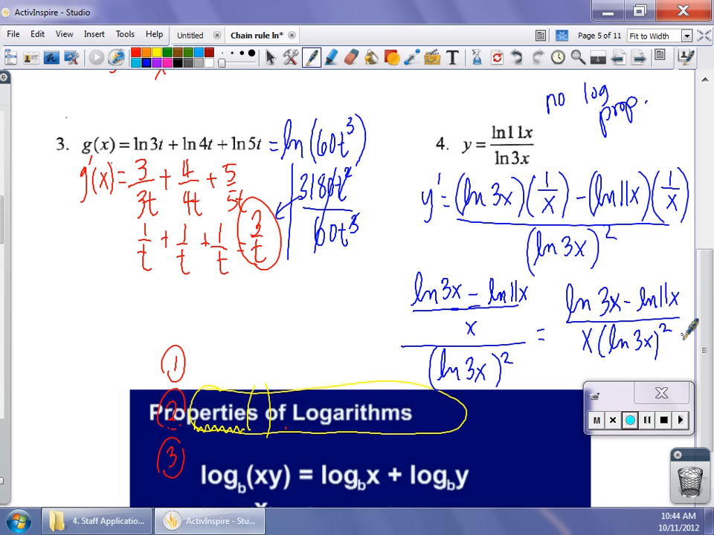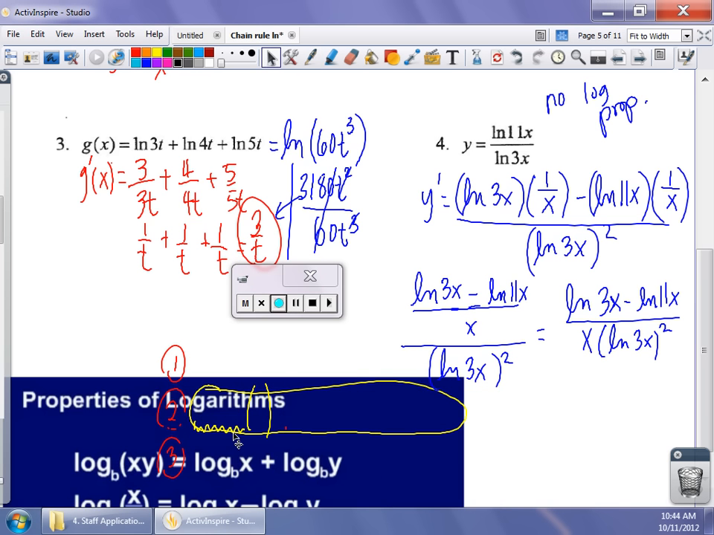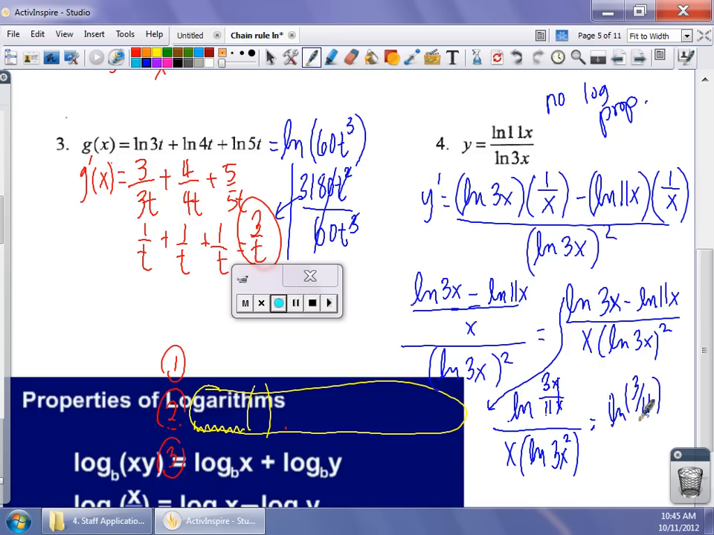Now, at this point, I can use a log property if I want to. Sometimes cleaning these up and simplifying them can be maddening to figure out how far you should simplify. But if I decided to use the log property, bringing this down here, I could rewrite this as ln of 3x over 11x. Now I am using the second property, over x times ln of 3x squared, and then the x's could divide out, and I would get ln of 3/11 over x times ln of 3x squared.